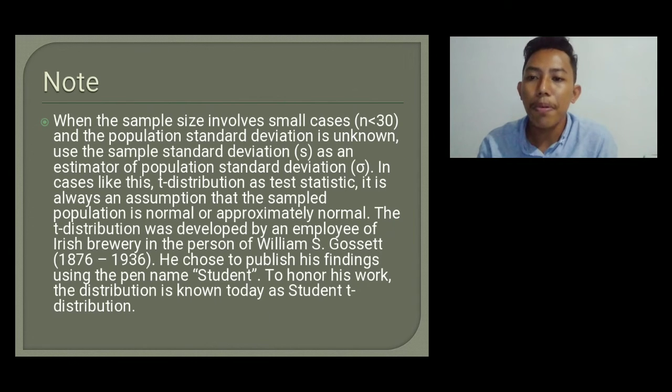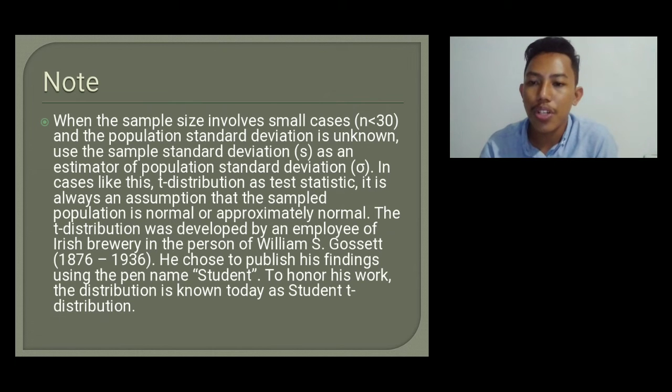Note, when the sample size involves small cases or n is less than 30 and the population standard deviation is unknown, use the sample standard deviation as an estimator of the population standard deviation. In a case like this, use the t distribution as the test statistic. It is always an assumption that the sample population is normal or approximately normal.